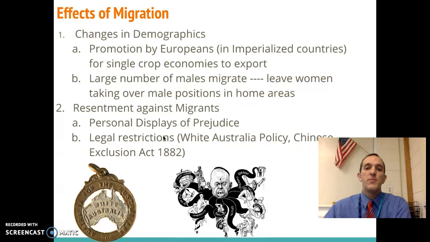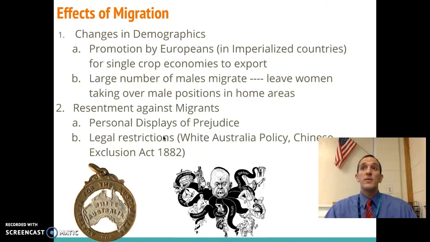Also, these imperialized countries, South Asia, Southeast Asia, coast areas in Africa, are going to be encouraged to start growing one crop. That one crop could be rubber in the Congo. It could be cotton in South Asia. So we're going to encourage one crop, which is going to be bad later on. So these are called single crop economies, where all the farmland is being done for cotton, which means that there's not enough food, which is going to lead to famine, which is going to lead to more people migrating.